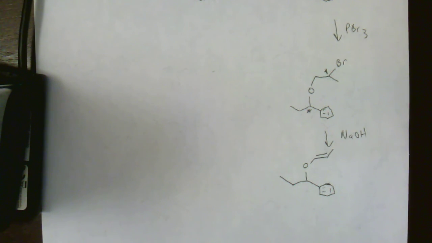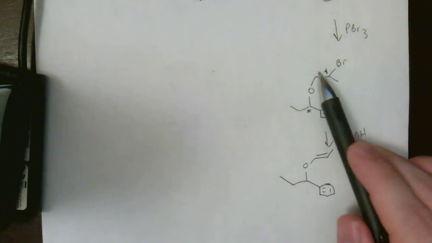Okay, so this is going to be my final product. All right, I'm going to deprotonate here, this bromine is going to leave, and that's going to give me my alkene product. Okay, so that's the end of this homework.